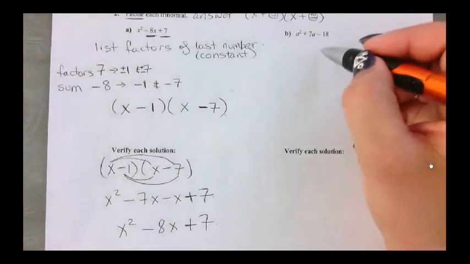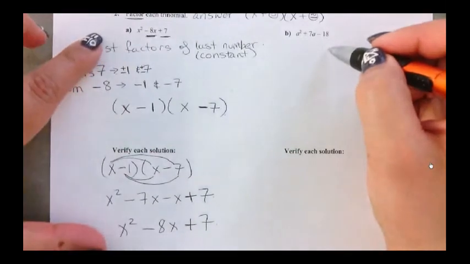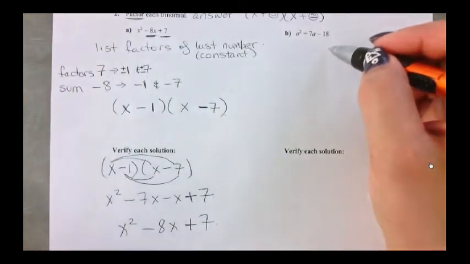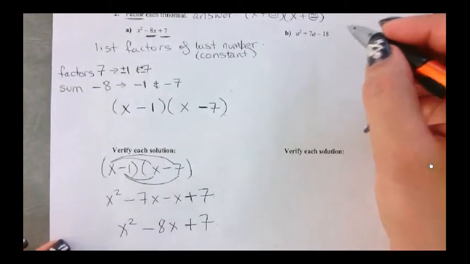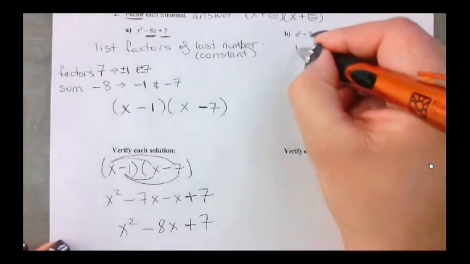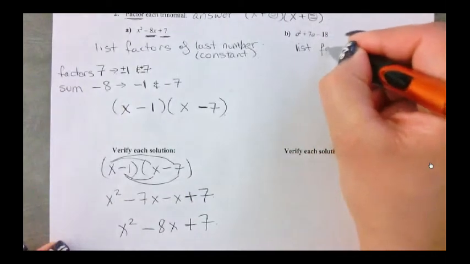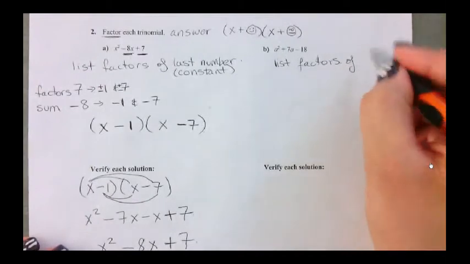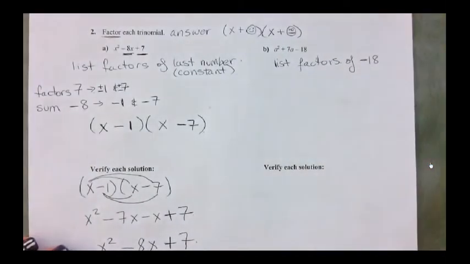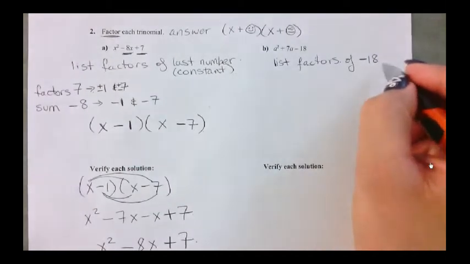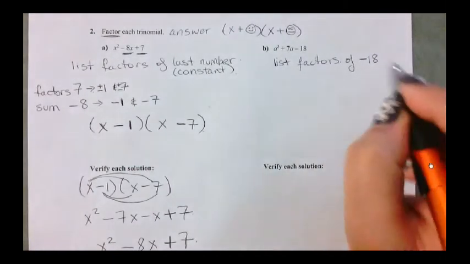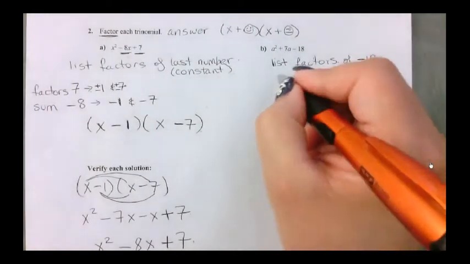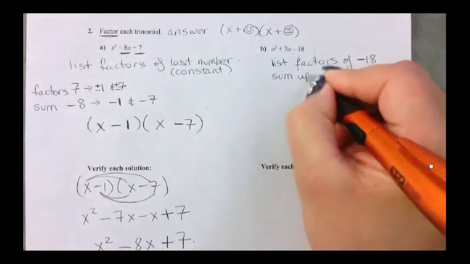So do you have any questions about what we've done here so far? Does this make sense? Okay, so can we try this question? So what do we have to do? We have to list the factors. List the factors of what number? -18. Okay, let's include that sign. Let's include that negative, because I want them to multiply to give me a negative number. So what are all the factors of -18? They also have to sum up to what number?